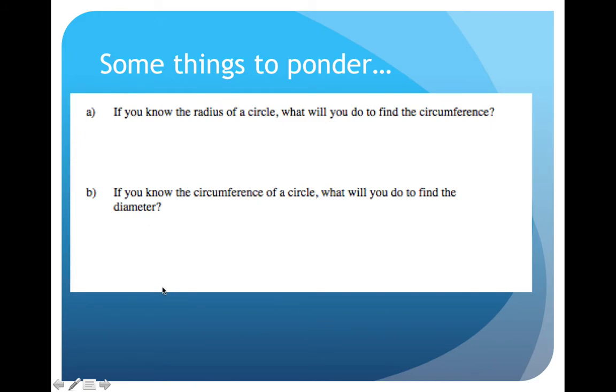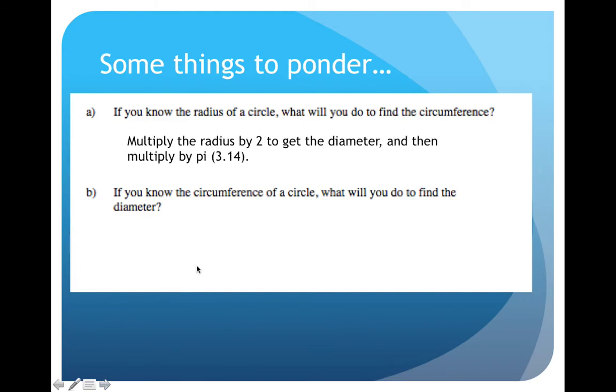Now that you've taken some time to answer the questions, letter A said, if you know the radius of a circle, what will you do to find the circumference? You would multiply the radius by 2 to get the diameter, and then multiply by pi, which in our case will be 3.14. If you know the circumference of a circle, what will you do to find the diameter? Well, you work backwards in your formula. So you would divide the circumference by pi, or again in our case, 3.14.